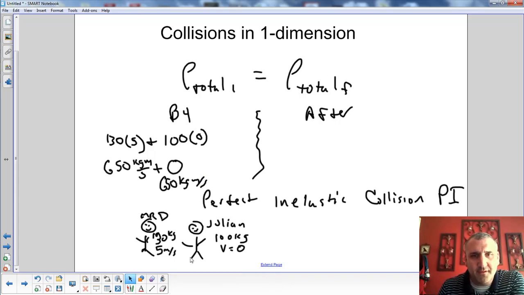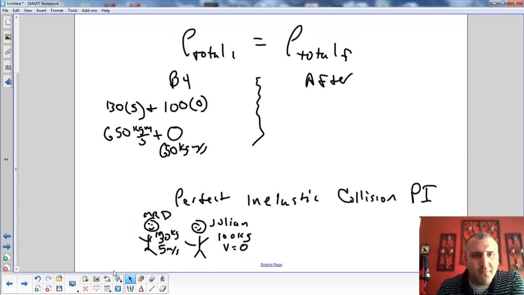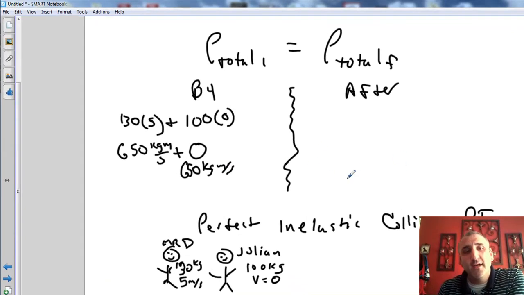I'm going to move this down because it is very crowded here. Okay, so the total momentum before I run into him for both of us is 650 kilogram meters per second. What the law states is that we have to have the same momentum after we collide. So whatever momentum we have after our collision is also going to be 650 kilogram meters per second. So I'm going to put that here: equals 650 kilogram meters per second.